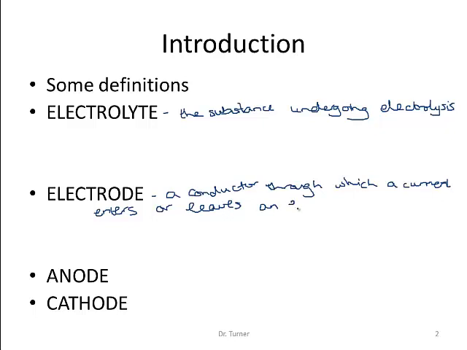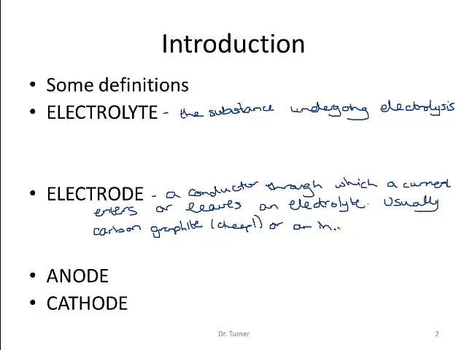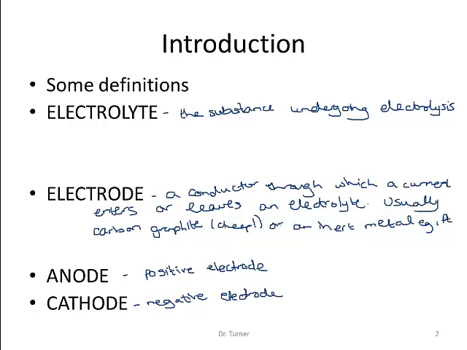An electrode. This is usually carbon, graphite, which is cheap, or an inert metal such as platinum. The anode is the positive electrode, and the cathode is the negative electrode. Easy to use the abbreviation: positive anode, negative cathode.